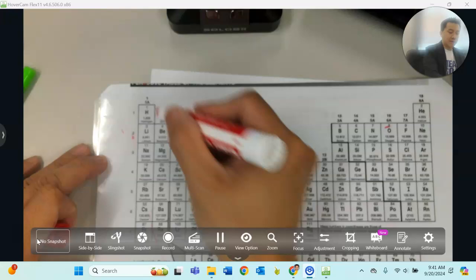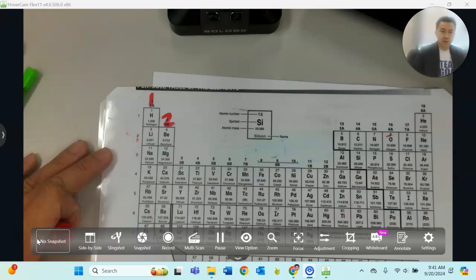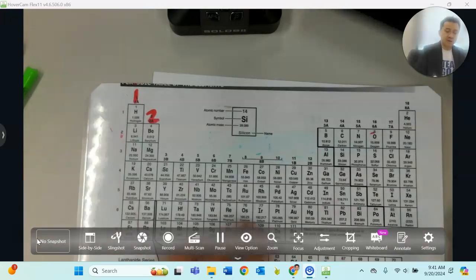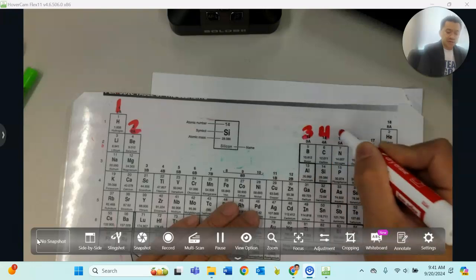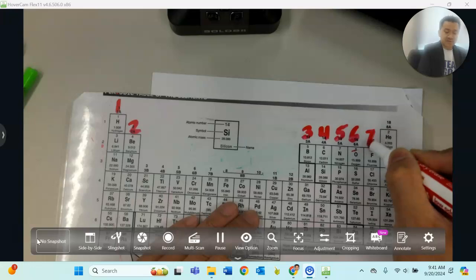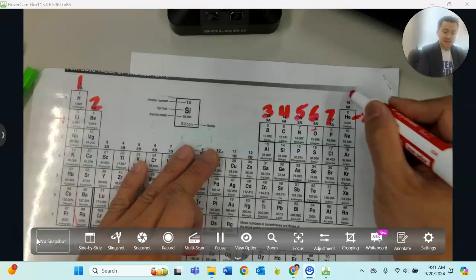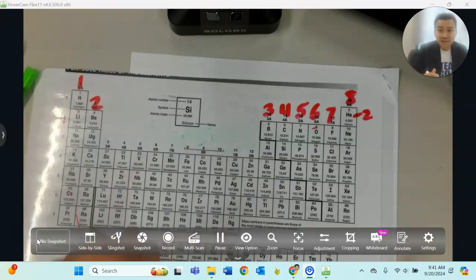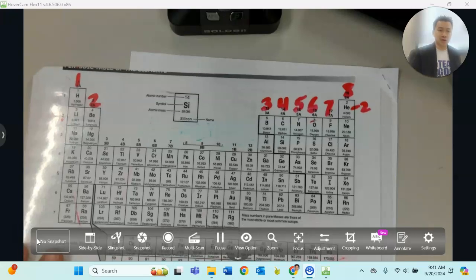Column 1, alkali metals, they all have 1. Column 2, alkaline earth metals, all have 2. Group 13 has 3, 14 has 4, 15 has 5, 16 has 6, 17 has 7, and 18 will have 8, except for helium, which only has 2. Everybody else has 8, but helium has 2 because that's all it's got. Remember, the first energy level only takes 2 electrons to be full. So helium has a full first level, which is why it is a noble gas like all the other ones. They have a full outer shell.